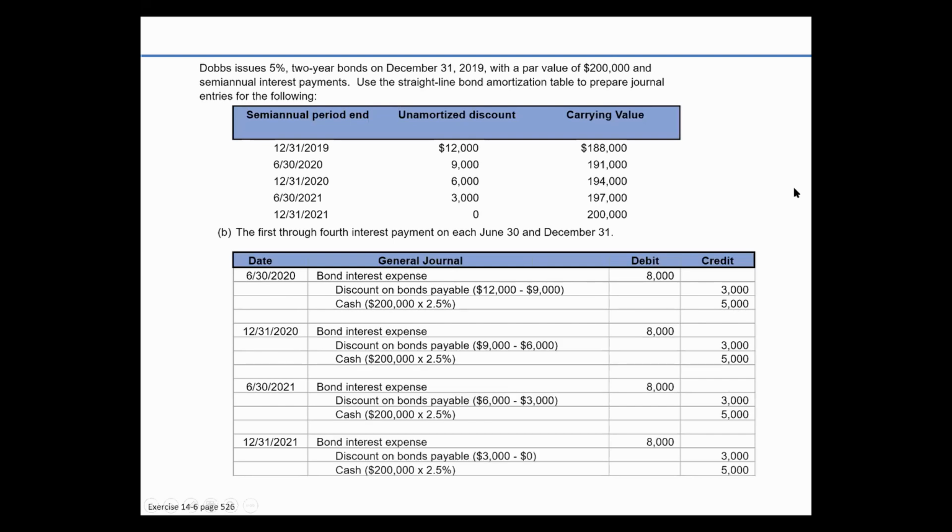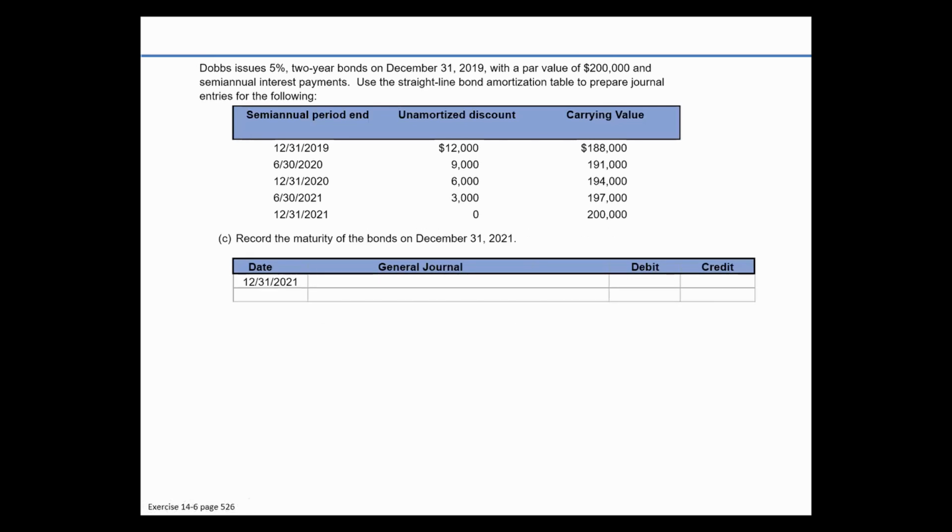Now, in this case, each entry then would be exactly the same. The only thing that you would do is you would just change to reflect the unamortized amount of the discount, but the amount for the debits and credits would be the same. Okay, so then what we can do is we can record the maturity of the bond. And so on December 31st of 2021, you have bonds payable in the amount of 200,000 and you have cash in the amount of 200,000 because 200,000 is the par value of the bonds.